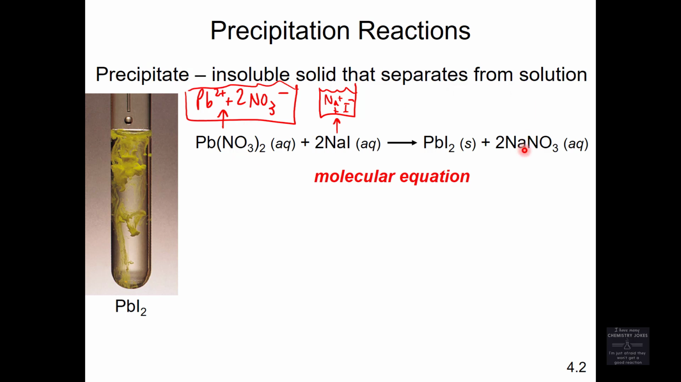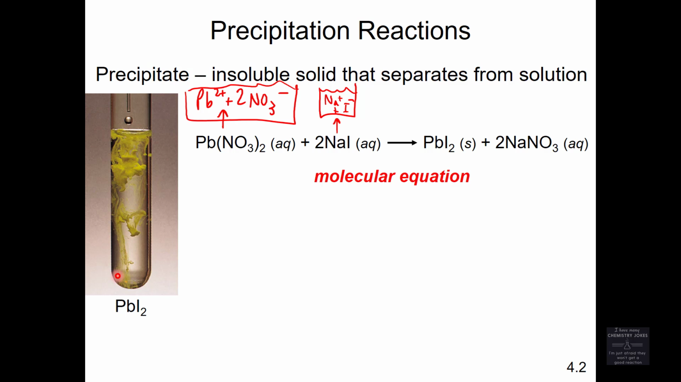How do you know who should swap partners? The cations and the anions do a little do-si-do, swap places. When lead and iodine come together, they form an insoluble solid. Remember, that was one of the exceptions to the solubility rule. But when sodium and nitrate come together, they remain soluble. So this test tube over here, this pipette up here is dripping in one of those solutions and creating this yellow swirl of lead iodide in solution.